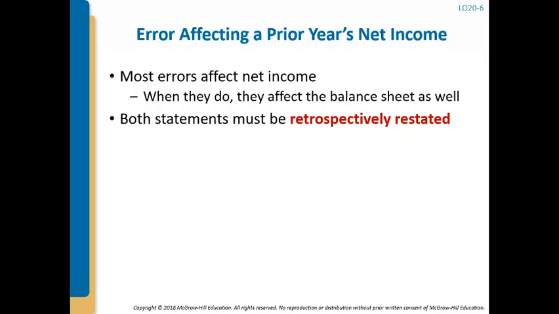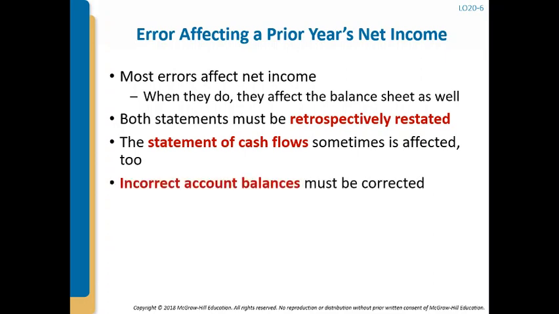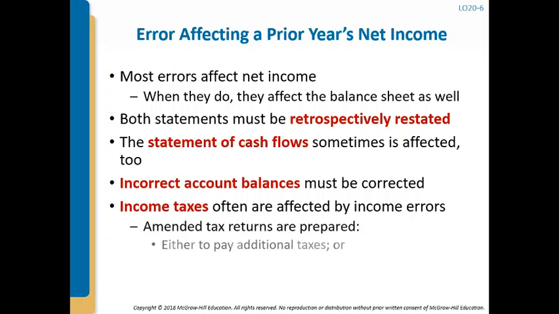But like I said, most errors affect net income. And when they do, they affect the balance sheet as well. And so both statements must be retrospectively restated. Also, the statement of cash flows can be affected as well, and so that will need to be restated as well. Any incorrect account balances must be corrected. Even though we're not going to talk about it, income taxes often are affected.